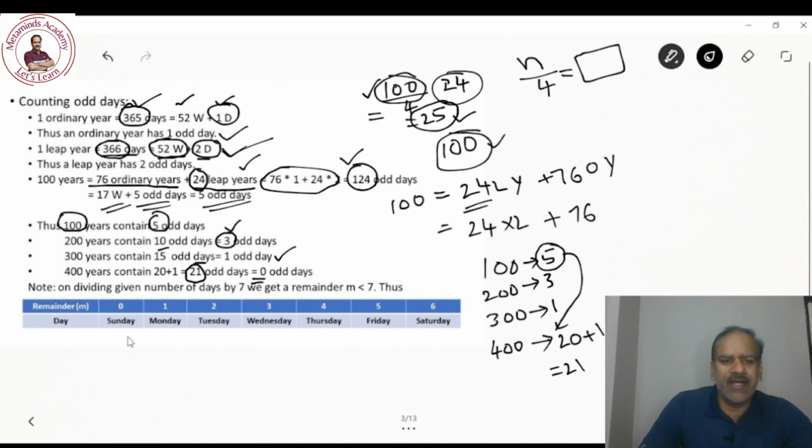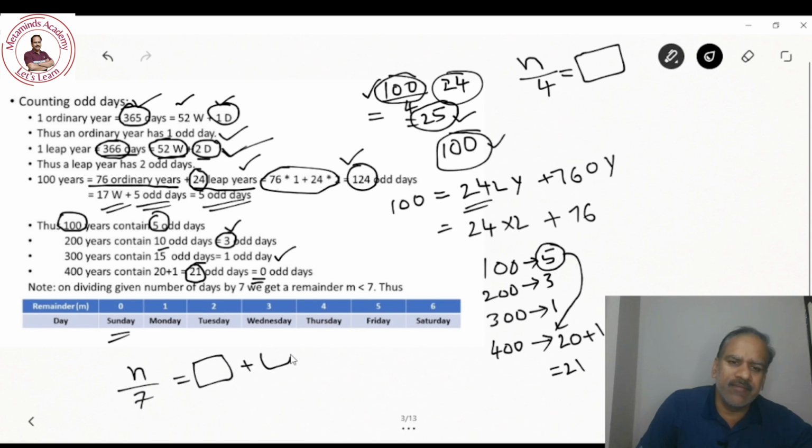So how do you find the day according to the remainder? When you divide the given number of days by 7, you will get quotient plus some remainder. Remainder, name it as m. So m can take value from 0 to 6, right? Because we are dividing by 7, remainder can be maximum 6.